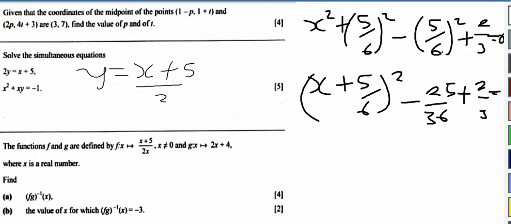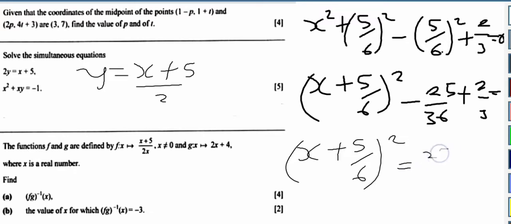So we are going to say these things here, they are going to cross an equal sign. Then this one is going to change to positive and this one is going to change to a negative. So we are having here (x + 5/6) squared being equal to 25/36 minus 2/3.